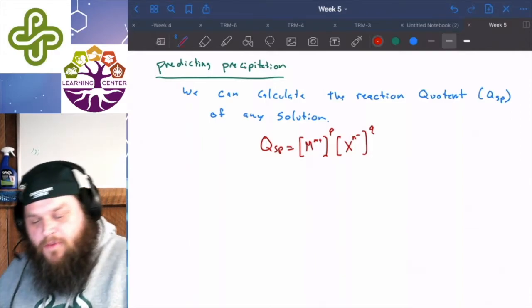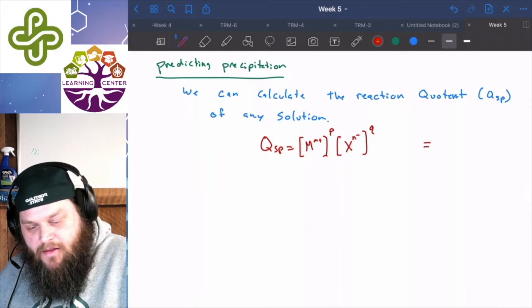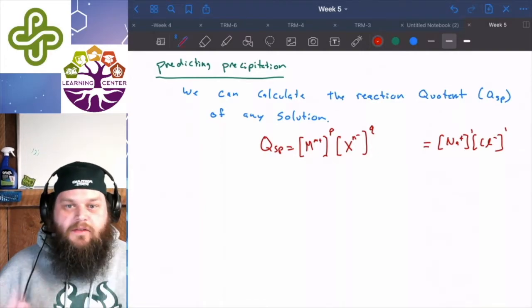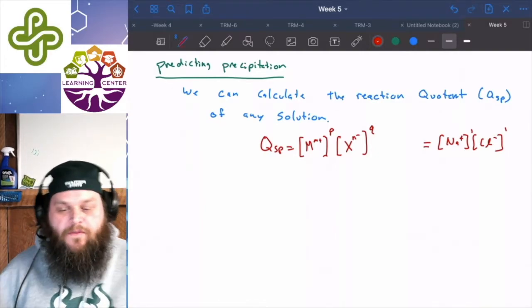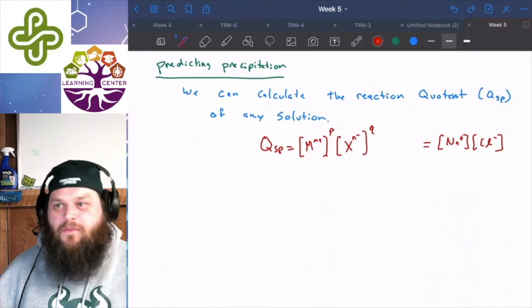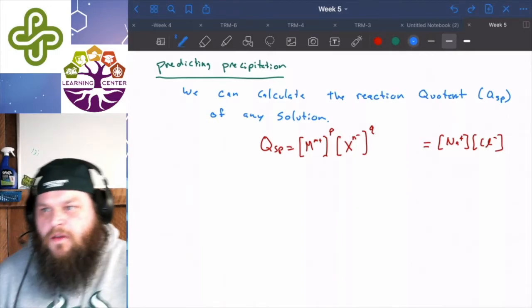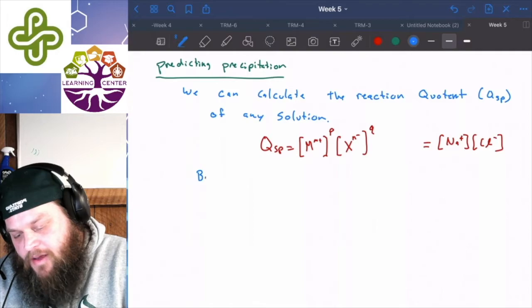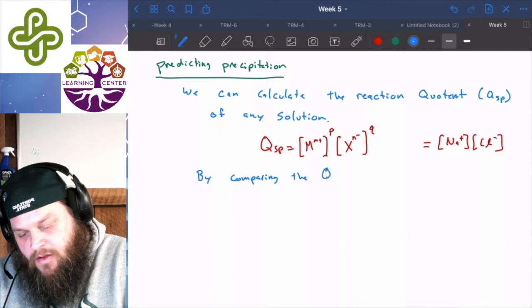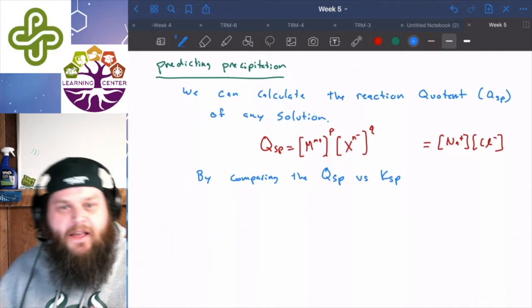So for sodium chloride, this is going to be the same thing. That'll just be equal to the concentration of Na plus times Cl minus. And again, they're both to the power of 1 because their stoichiometric coefficient is 1. We usually just ignore it because if you take anything to the power of 1, it doesn't change the value. And if we compare, by comparing the QSP versus the KSP value, you need to know the KSP value.